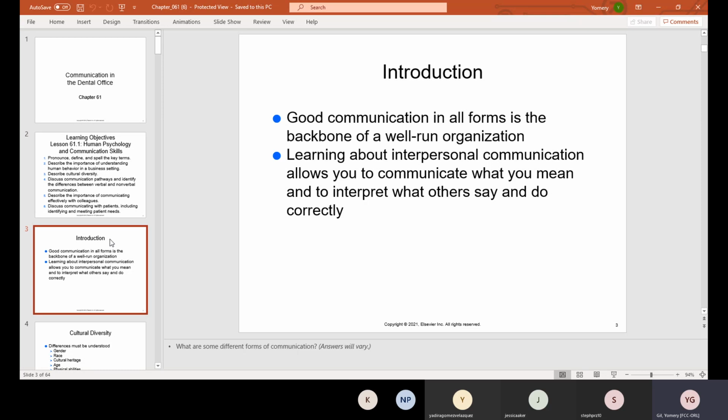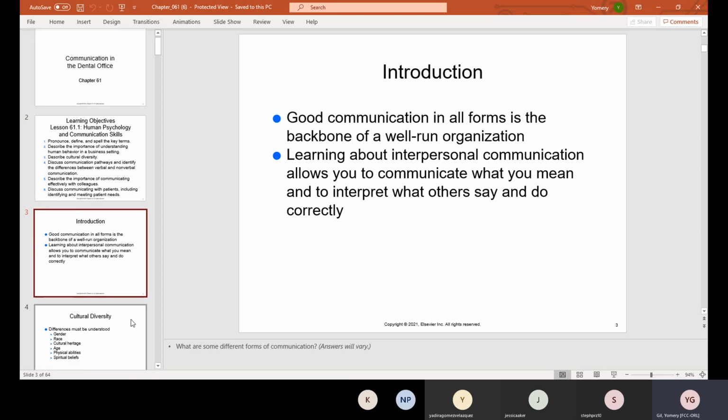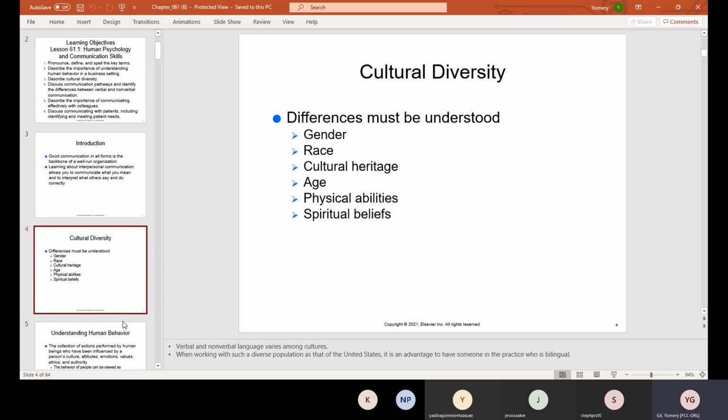So a good communication in all forms is the backbone of a well-run organization. Learning about interpersonal communication allows you to communicate what you mean and to interpret what others say and do correctly. The differences must be understood within cultural diversity. So you have to understand gender, race, cultural heritage, age, physical abilities, and spiritual beliefs.